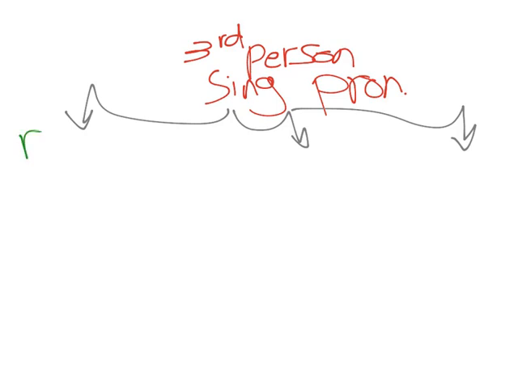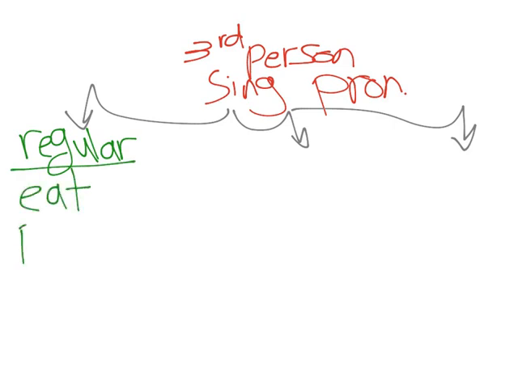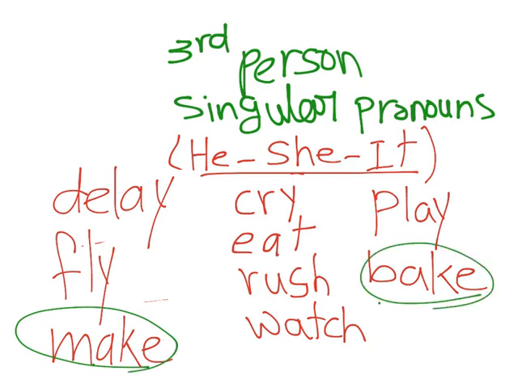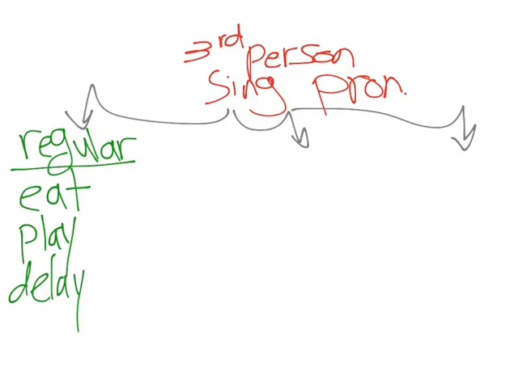First rule is the regulars. What are the verbs that we consider regular? Eat, play. Oh, play ends in Y, but it's preceded by a vowel, so it's regular. Delay. What else did I write? Make and bake. So these are the regulars, or the regular verbs.